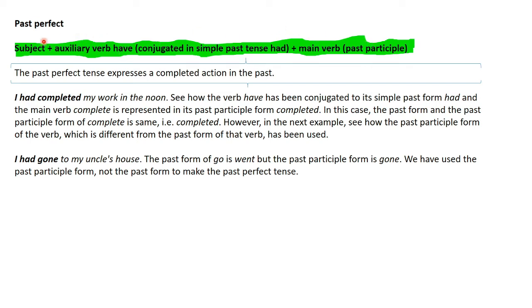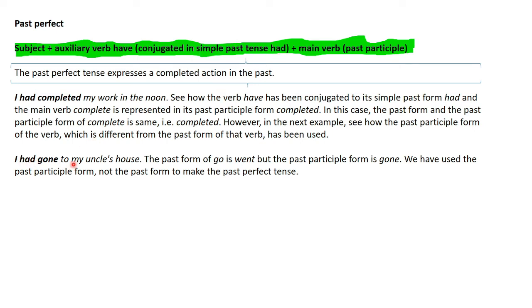So for a sentence in the past perfect tense, like I had completed my work in the noon, I is the subject, had is the conjugated form of the verb have in the past tense form, and completed is the past participle form of the root verb complete. If this were a present perfect tense, this would have been I have completed my work. So the only difference here is of this auxiliary have, which in the case of present perfect tense was conjugated to has or have, and in the case of past perfect tense this has been conjugated to had.